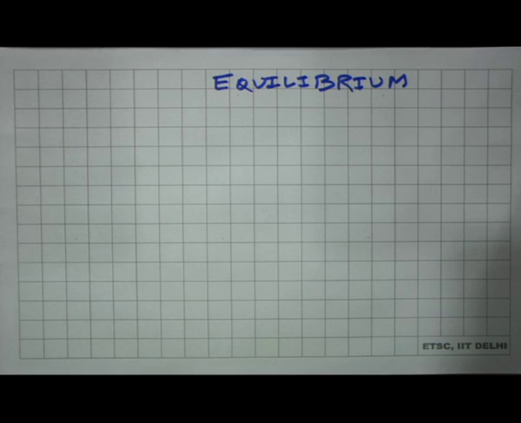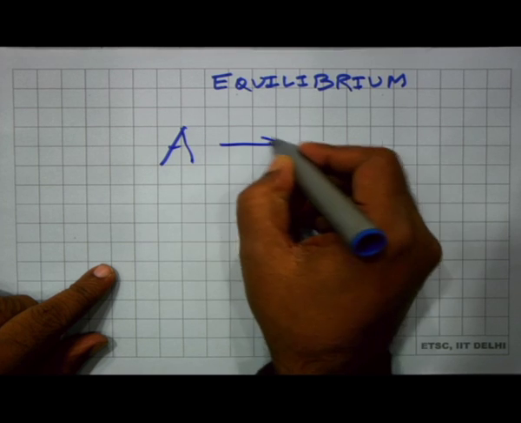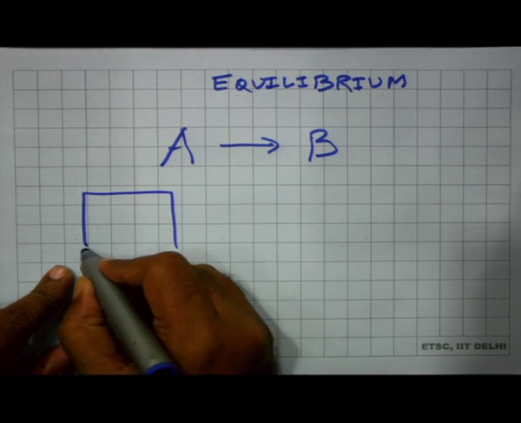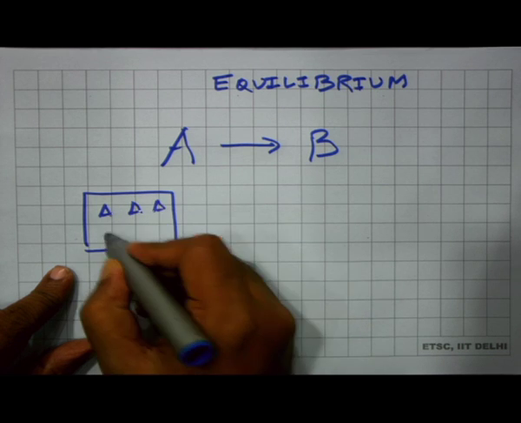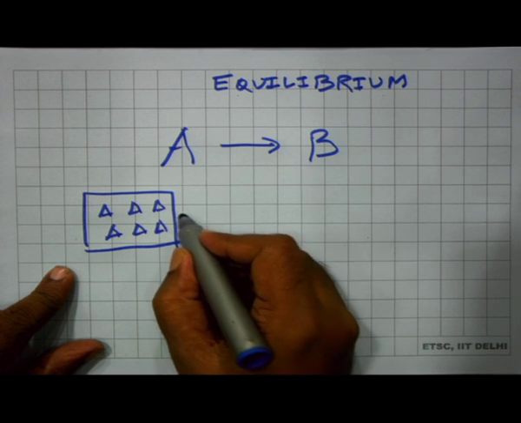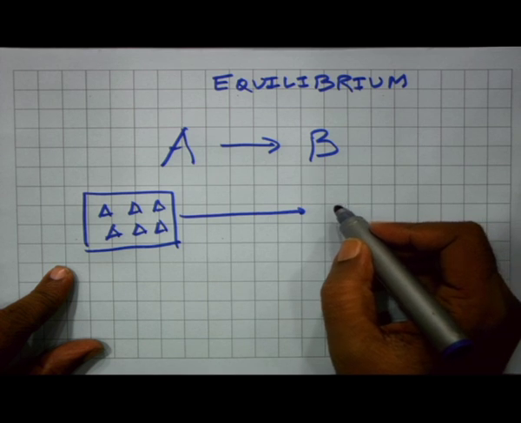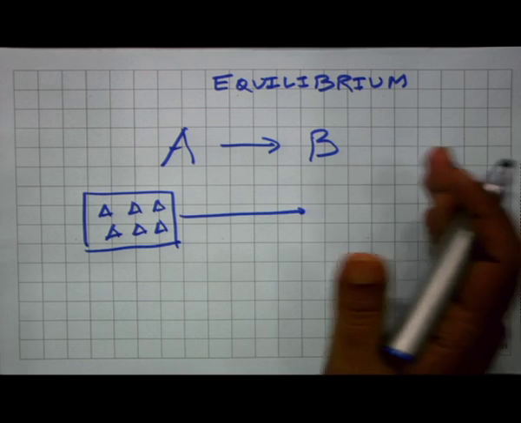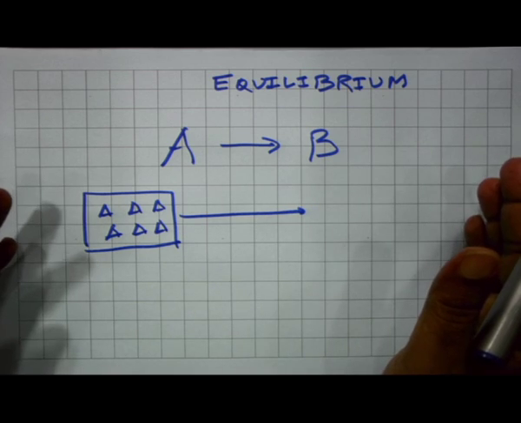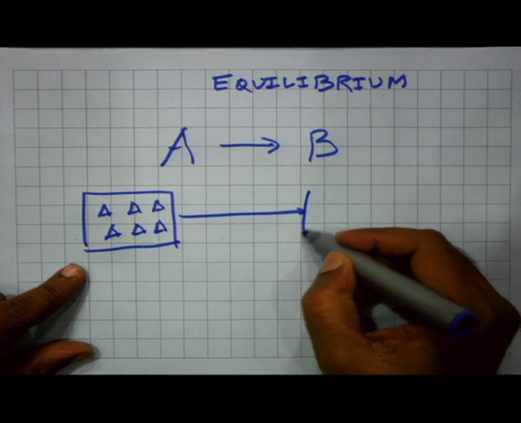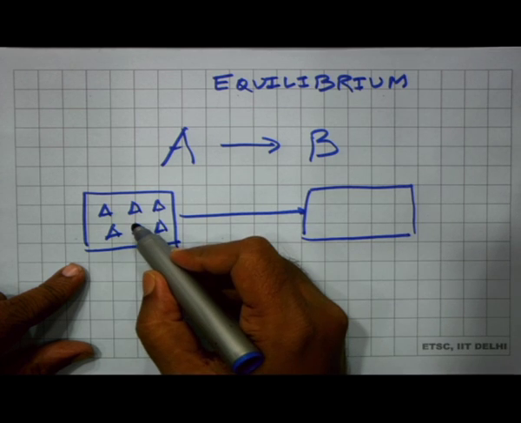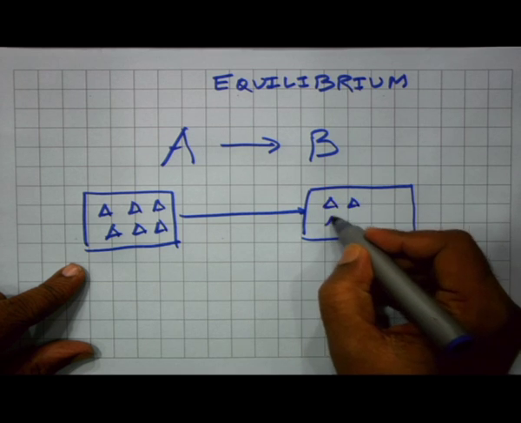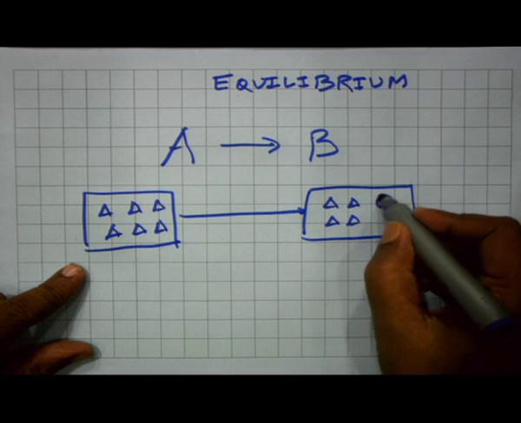Suppose we have a reaction, we can take any reaction, for example A to B. Now, suppose I start with pure A. Suppose there are 6 molecules of A. If I leave A alone in a container, what will happen? That A will go to B. A to B is a spontaneous reaction. After some time, we will see the number of moles of A decreasing and the number of moles of B increasing. Suppose we have 4 molecules of A left and 2 molecules of B formed.